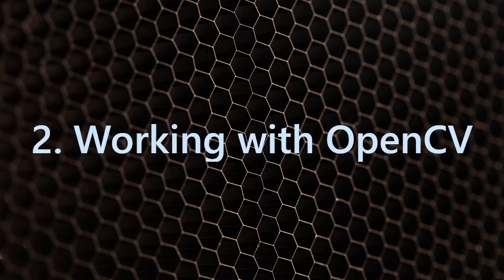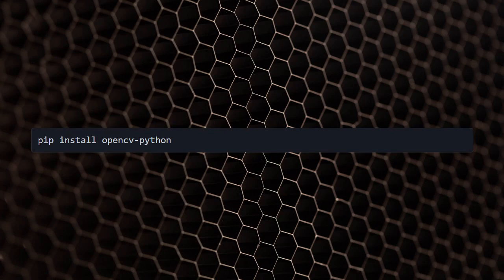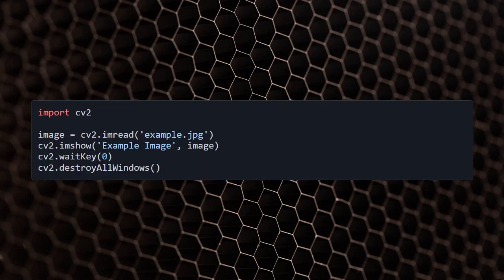Now, we will move on to OpenCV, a powerful library for computer vision and image processing. First, we need to install OpenCV. You can do this using pip by typing the following command in your terminal or command prompt. Once installed, let's read and display an image using OpenCV.